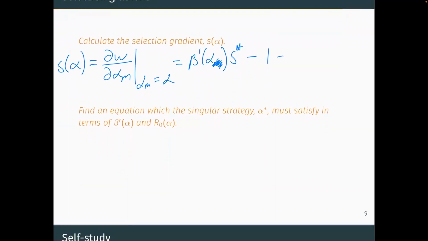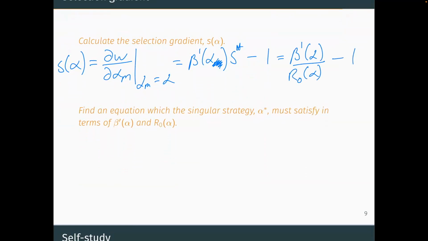We could also write this as beta prime of alpha times S star, which was 1 over R naught. Because this S star is a function of alpha itself, I'm going to write this as 1 over R naught of alpha, just to remind us that this R naught is a function of alpha. Okay. And then -1.